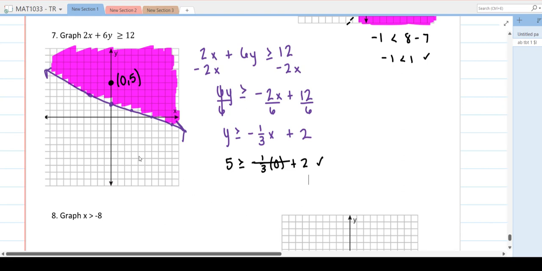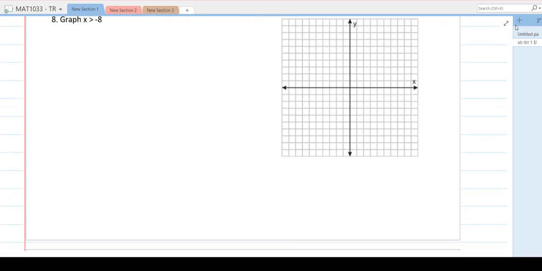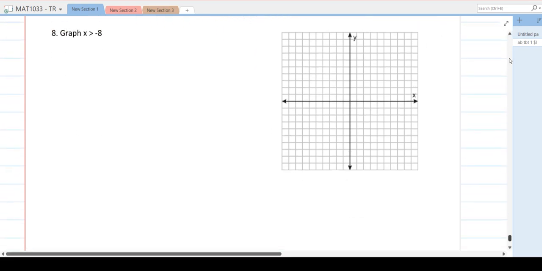All right, next problem, x is greater than negative 8. Can't solve for y in that because there's no y. What kind of line is that? Straight line, vertical, yeah. So negative 8. Vertical line, is this solid or dotted? Yep, I almost made a solid line. It's dotted.